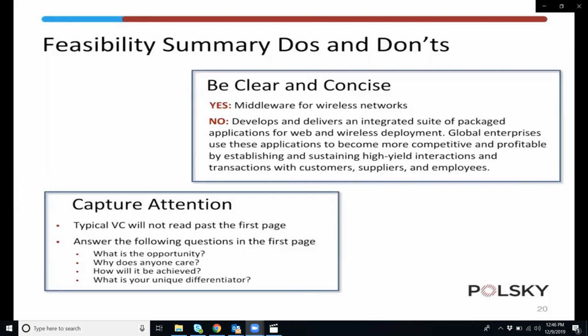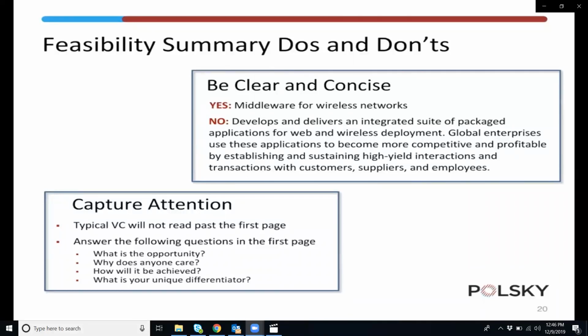How do they become more competitive? How do they become more profitable? What does your technology do in establishing these high-yield transactions? Be concise and then be specific and explain exactly what you need. Capture people's attention.